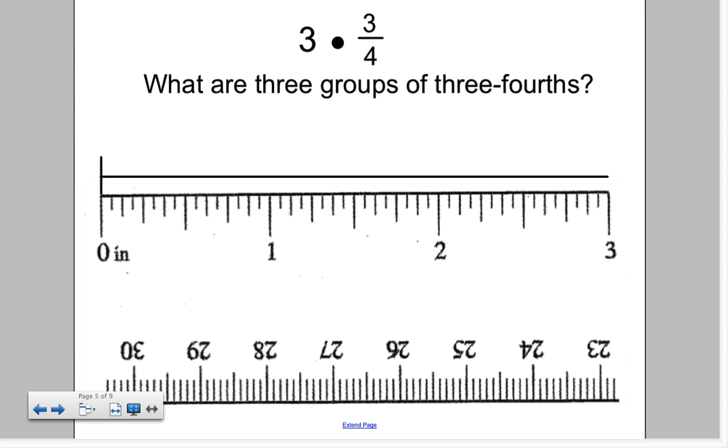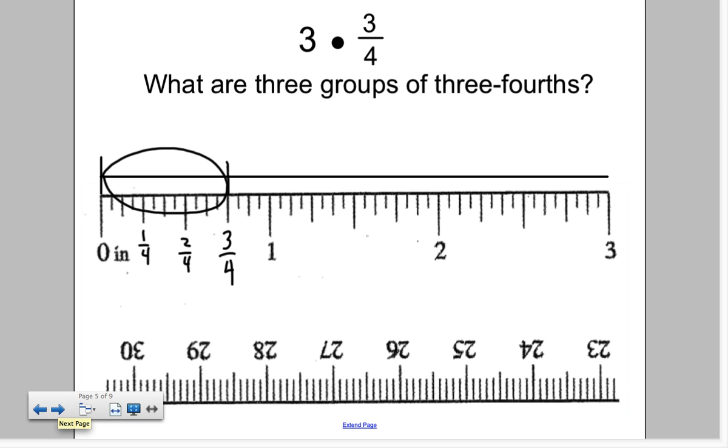So now that you paused, here's how I'm going to show my thinking. What I'm going to do is find 3/4 on the number line. Okay, so here's 3/4. And now I'm going to go another 3/4. So here's 1/4, here's 2/4, and then there's 3/4. This is a group of 3/4. That's one whole group of 3/4. I need to make 3 of those.